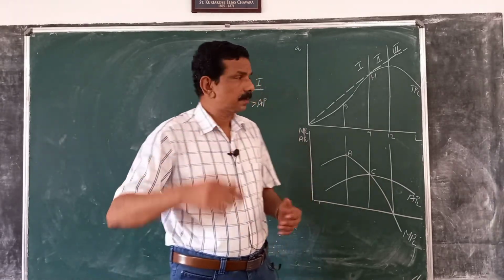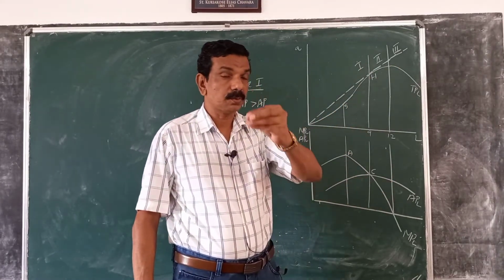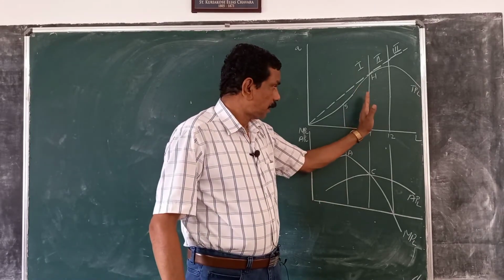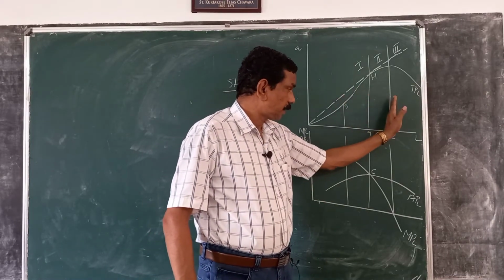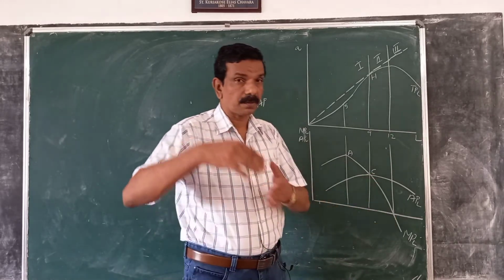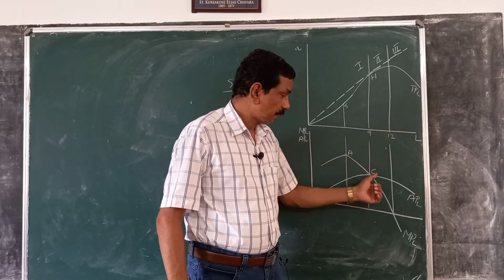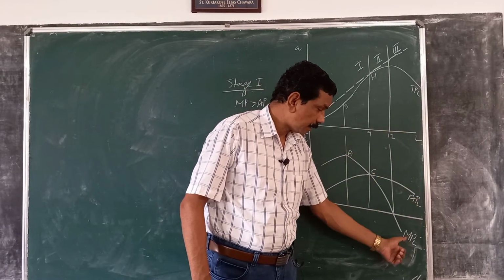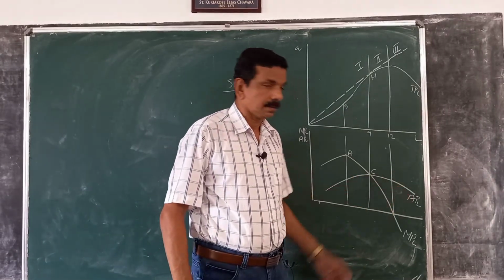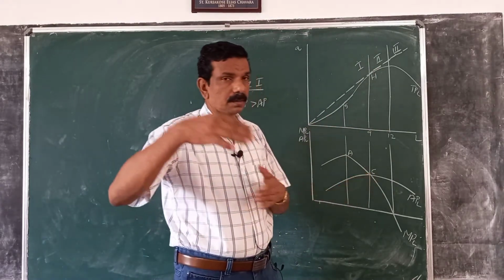Now what we say is, in the short run, stages of production are used to demarcate the uneconomic region from the economic region. The only economic region relevant for production in the short run is the second stage, where both the MPL and APL decline but remain positive.